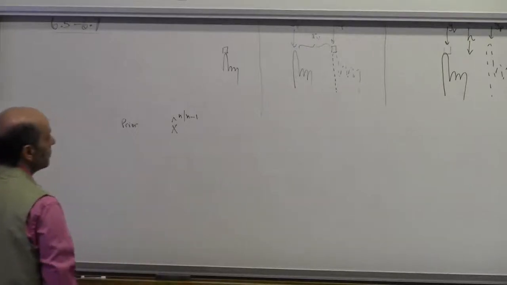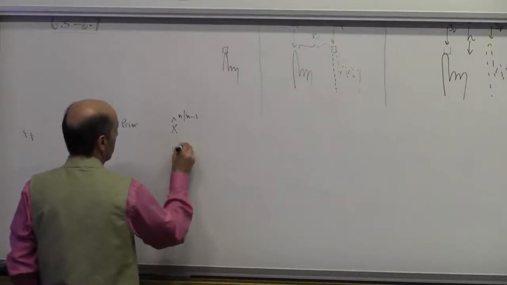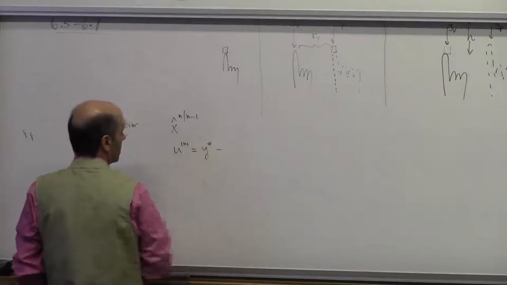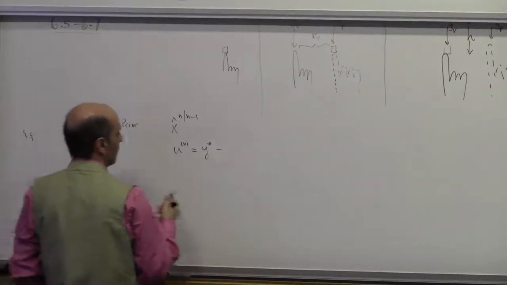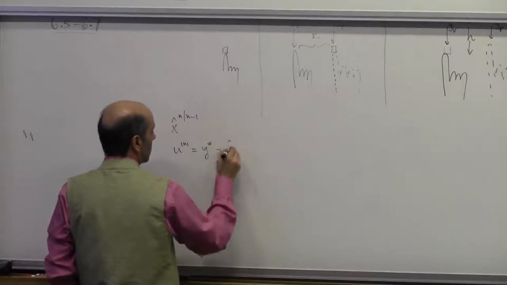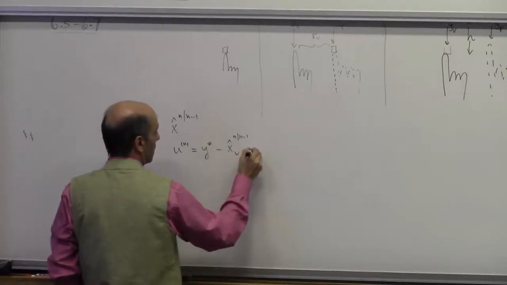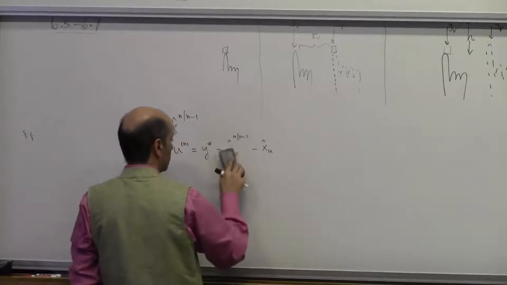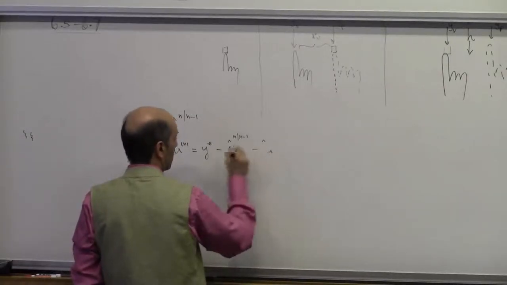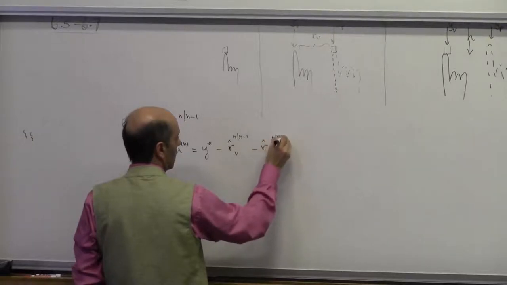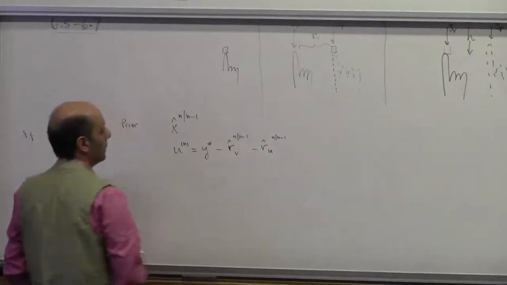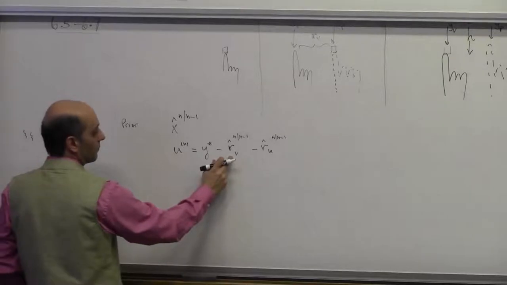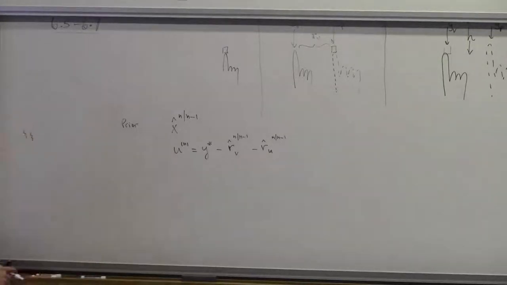So I generate a command u. And what is my command that I generate? U of n is going to be equal to the target that I'm trying to get to, y star, minus what I'm trying to compensate for, which are x hat v n given n minus 1 minus x hat u, or I should call these r, I guess. So these are the components of x, r and u. So I'm going to generate a command that gets me to the target by canceling for the visual perturbation and canceling for the motor perturbation.